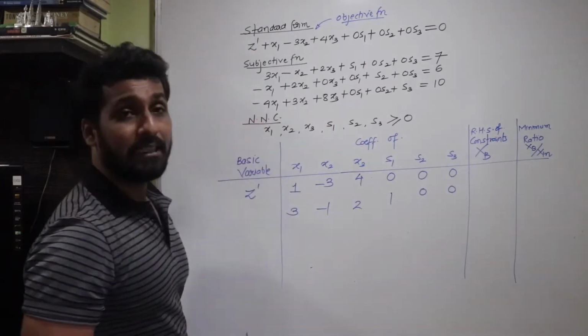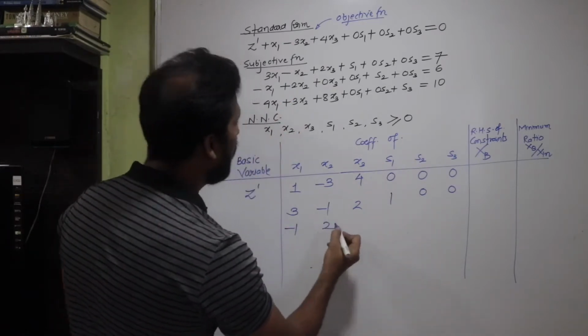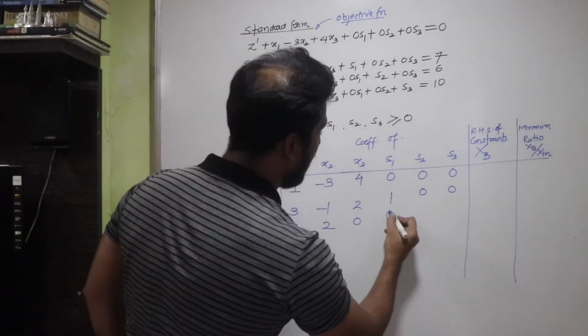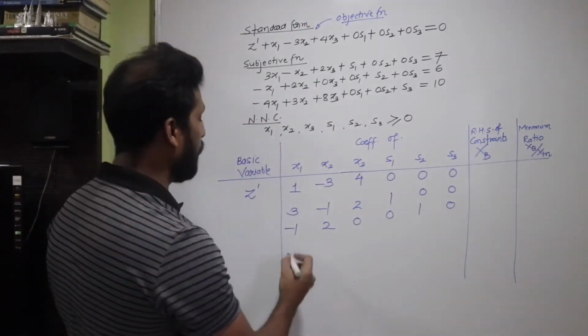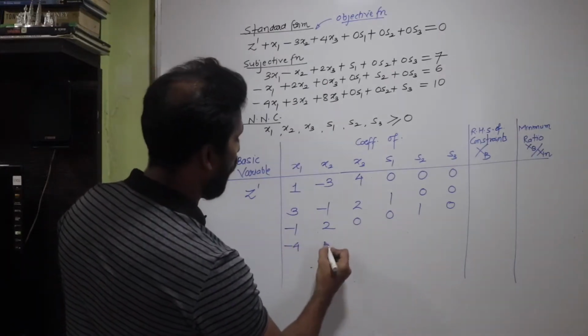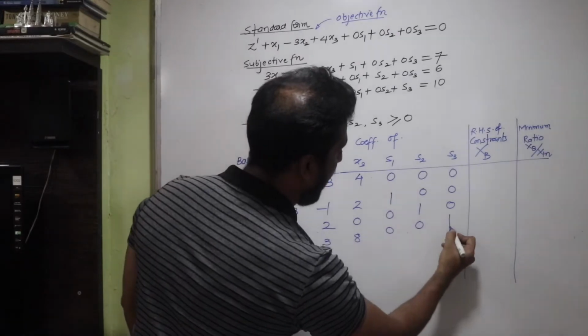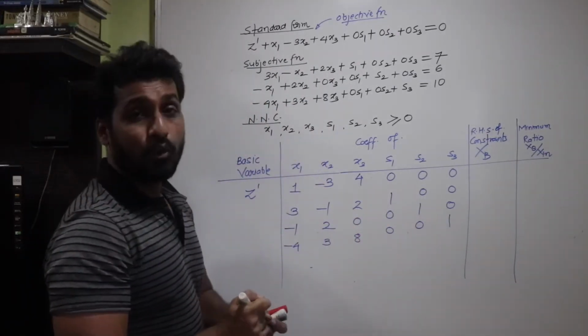Let's come to the second objective function. So we have -1, then we have 2, then we have 0, then we have 0, 1, 0. So let's write 0, 1 and 0. And finally the third objective function, we have -4, 3, 8, 0, 0 and 1, isn't it? So that is what the simplex table is going to look like.